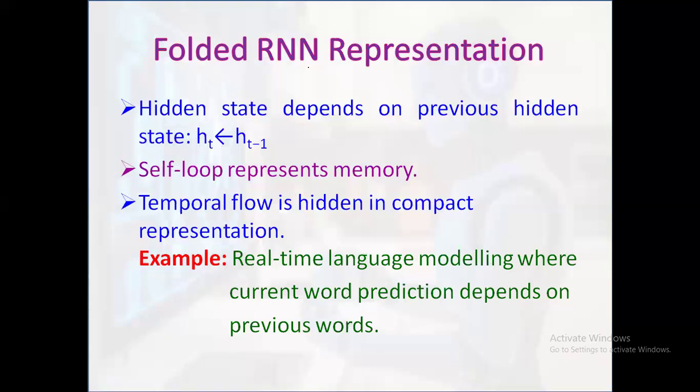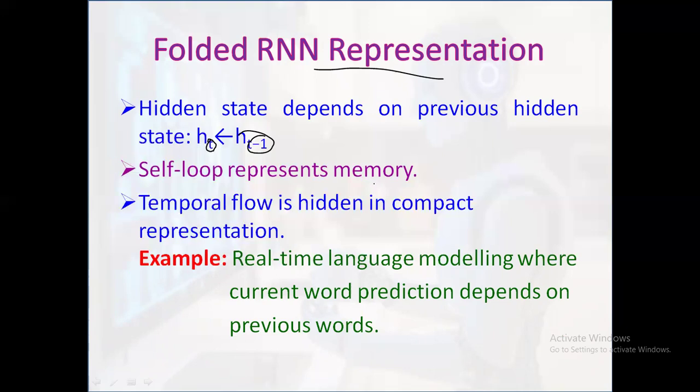Next, folded RNN representation. Here the hidden state depends on the previous hidden state. In a folded RNN, at a time t, the hidden state depends on what? It depends on the previous state. So the present state is t and the previous state is t minus 1. So in a folded RNN, the hidden state at time t depends directly on the hidden state at time t minus 1. This dependency allows the network to retain information from past inputs, forming the basis of temporal memory. Next, self loops represent the memory.